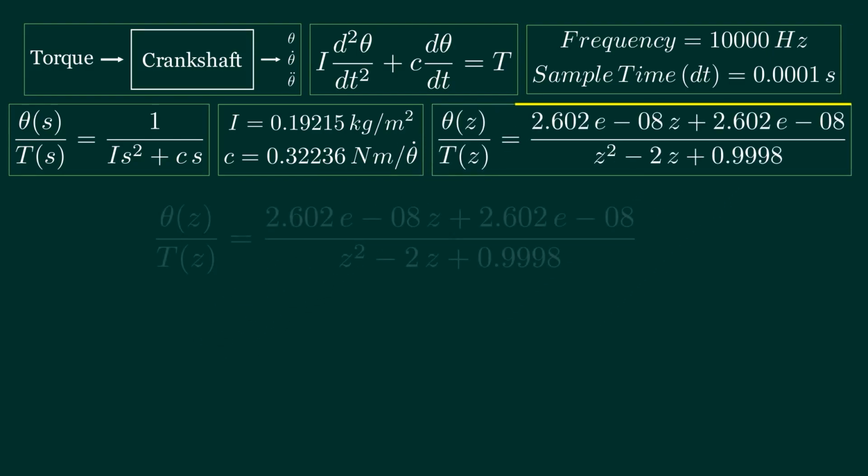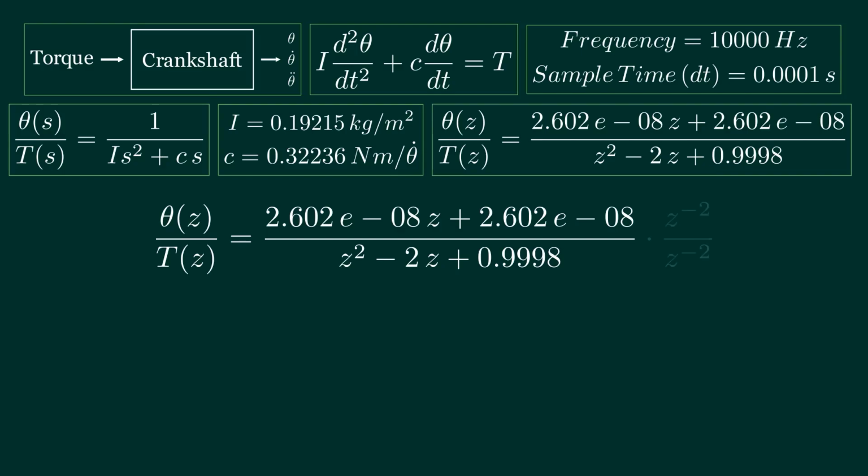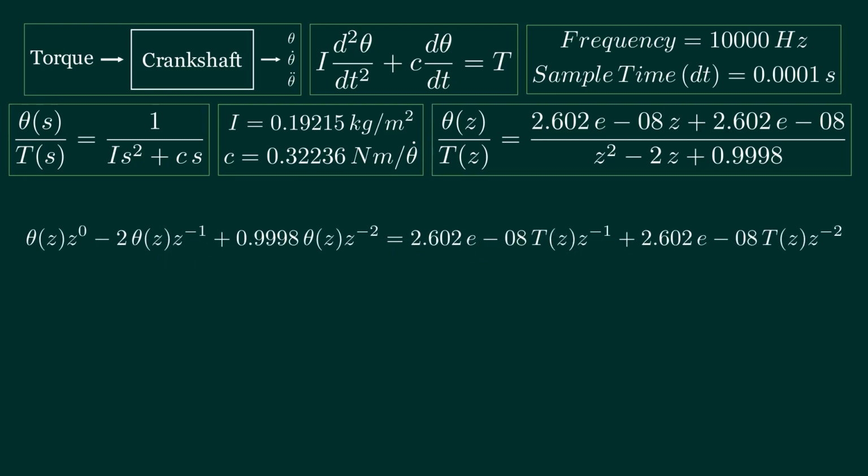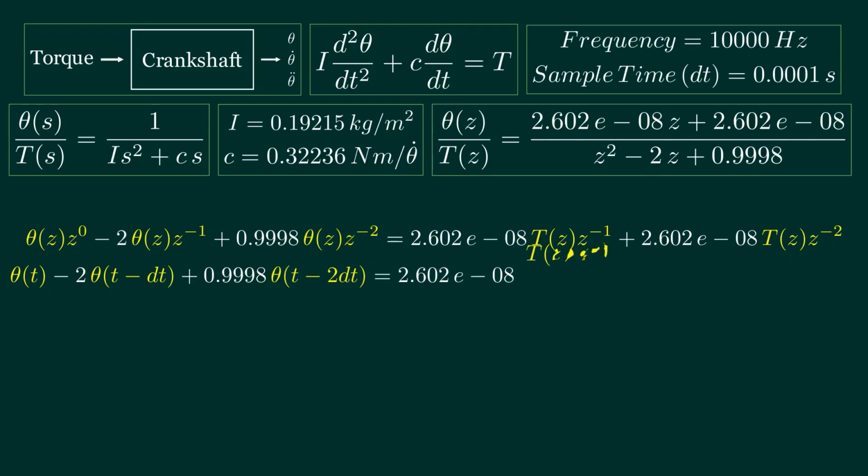Now we take that function and multiply it with the second order hold to make it usable in real time. We cross multiply the result, and I want to point out these terms. While converting the equation from the z domain to the time domain, z to the power 0 is the current time, z to the power of minus 1 is the previous sample, z to the power of minus 2 is the second before the current sample, and so on and so forth.